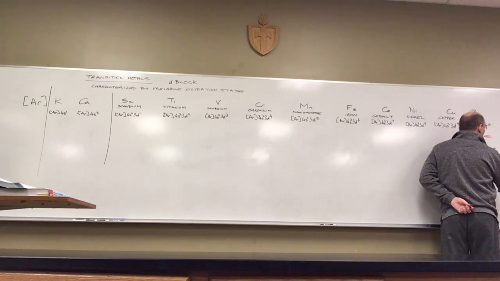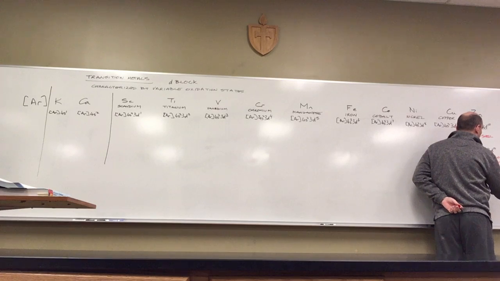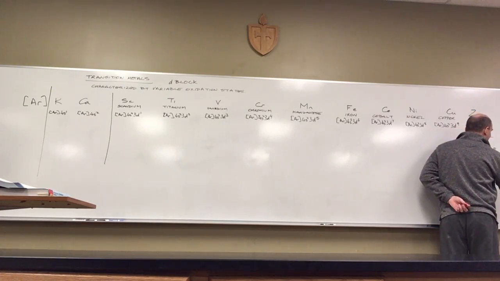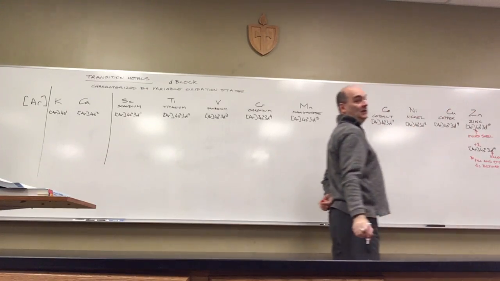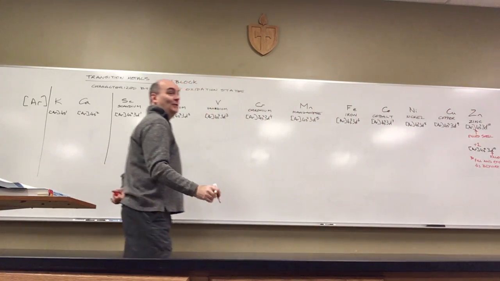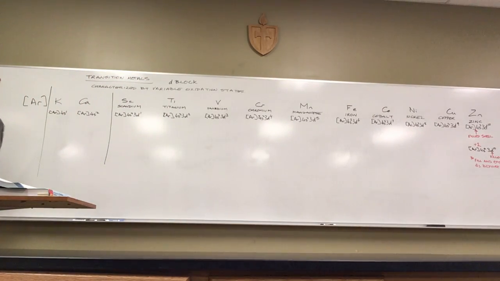So you've got to fill and empty the 4s before the 3d. You put the electrons in the 4s before you put them in the 3d, and when it's time to take electrons out of the atom by oxidizing it up, you take them out of the 4s first.